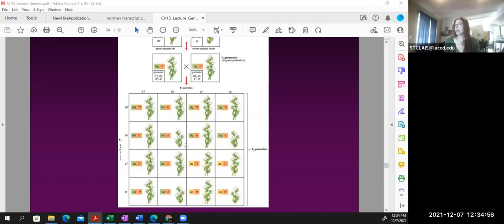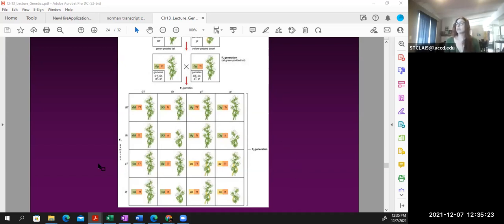All right, here we have a green podded short individual. Okay, moving along to the next one, we have all heterozygous at both loci. The next one, we have heterozygous at the first locus and then homozygous recessive for the second locus. So we have a short green podded individual again.